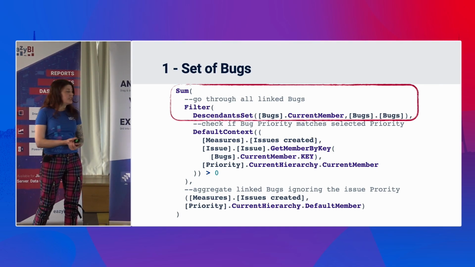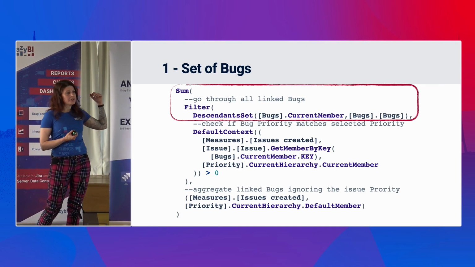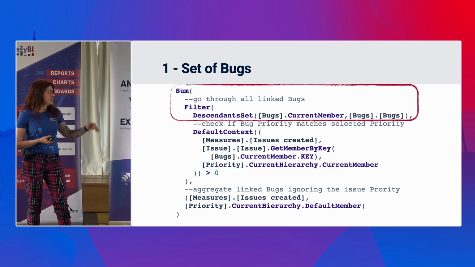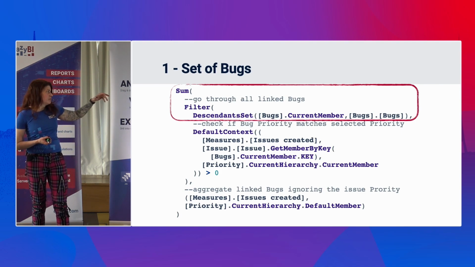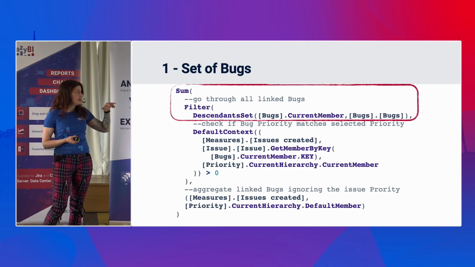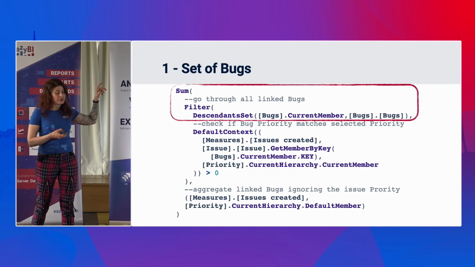So the first step is to iterate through bugs. We use the functions filter and descendant set. It says, let's go through bug dimension members at the bug level and apply a filter criteria for it.